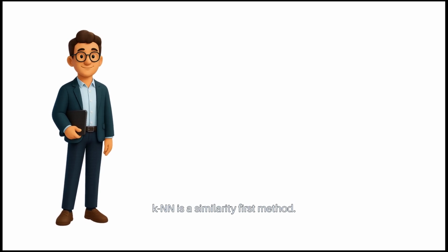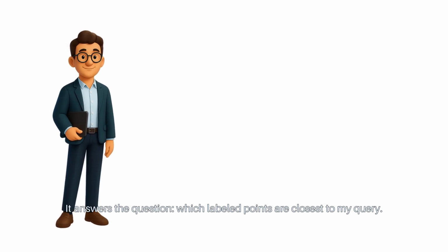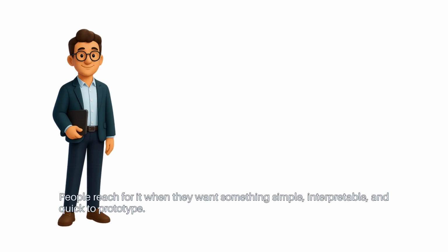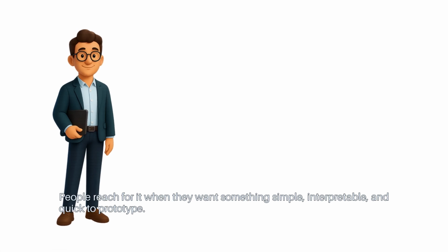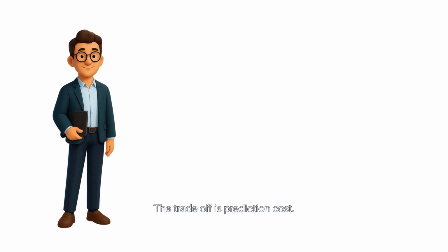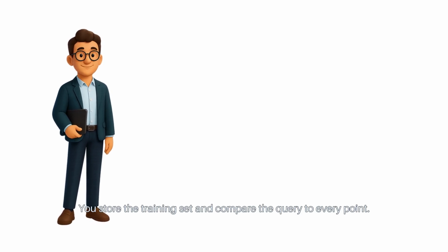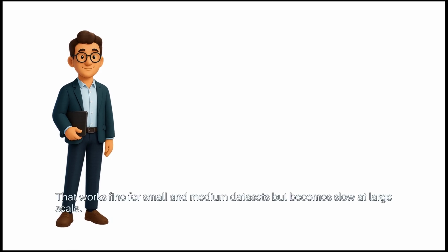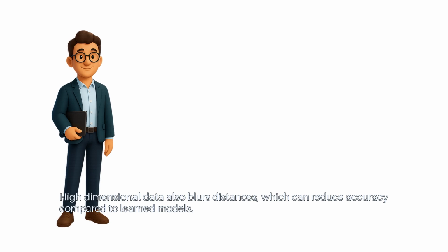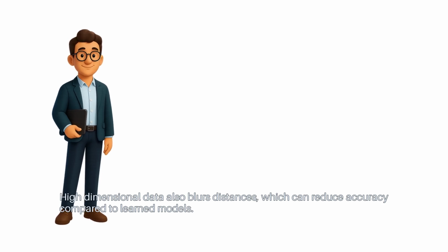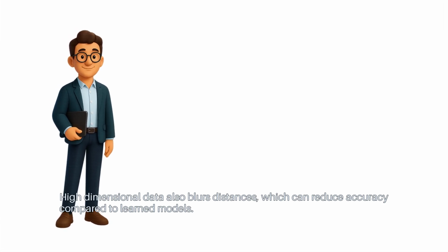KNN is a similarity-first method. It answers the question, which labeled points are closest to my query? People reach for it when they want something simple, interpretable, and quick to prototype. The trade-off is prediction cost. You store the training set and compare the query to every point. That works fine for small and medium datasets, but becomes slow at large scale. High-dimensional data also blurs distances, which can reduce accuracy compared to learned models.